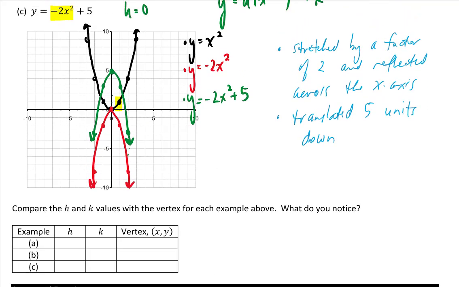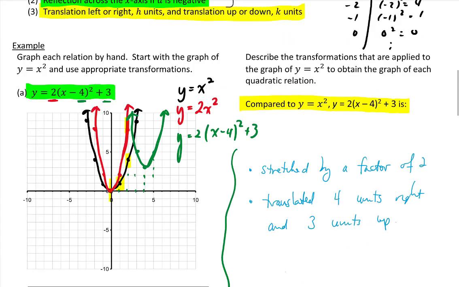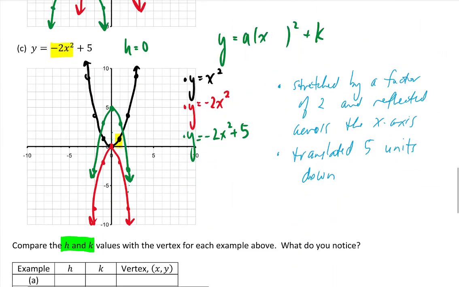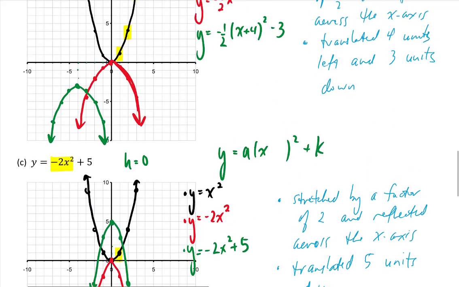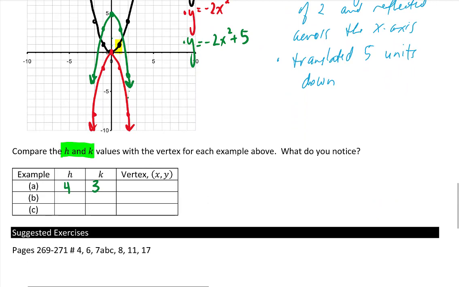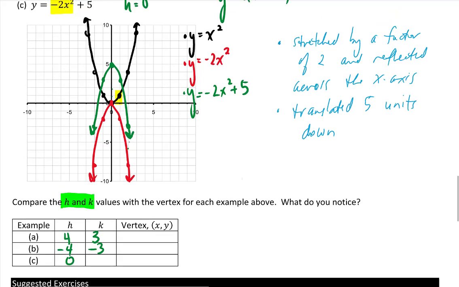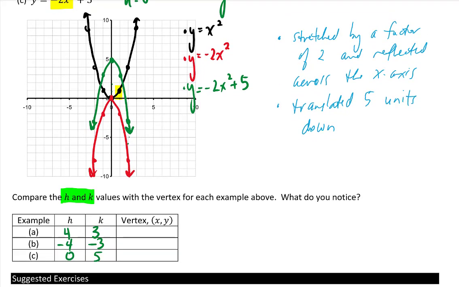So last part, compare the h and k values with the vertex for each example above. The first one was 4 and 3, and the second one was negative 4 and negative 3. And the last one was 0 and 5. And what you should have noticed is that the vertex was 4 and 3 for the first one. The vertex was negative 4 and negative 3 for the second one. And the vertex was 0 and 5 for the final one. So the translations determine your vertex.